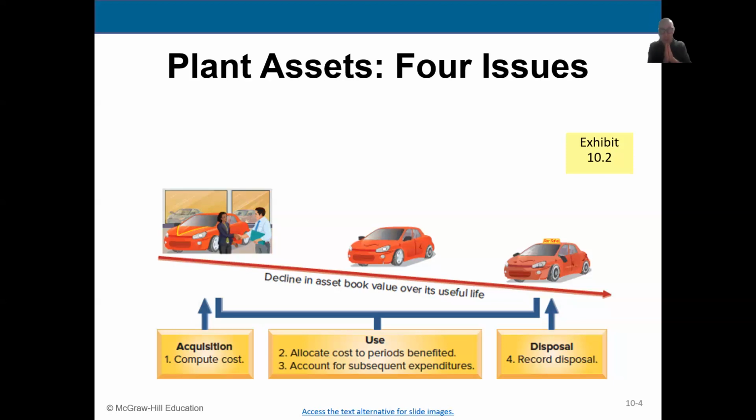Now, with property, plant, and equipment, they go down in value over time. The reason why buildings, equipment, vehicles, other fixed assets go down in value over time is because they lose their usefulness.